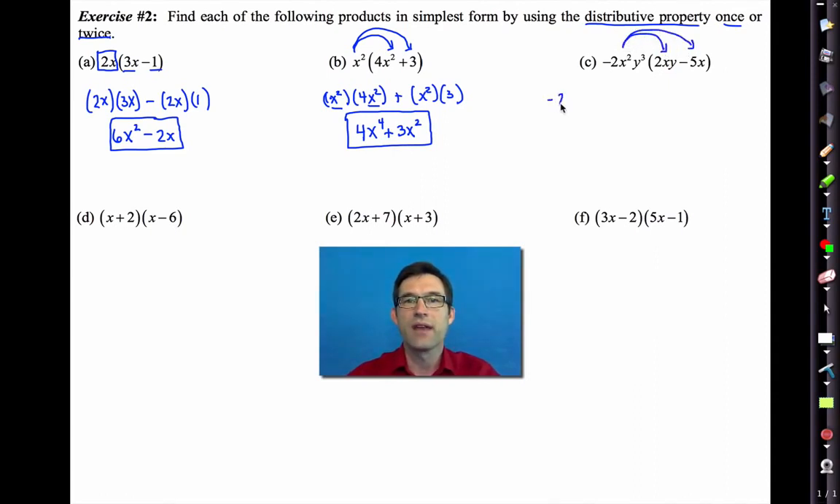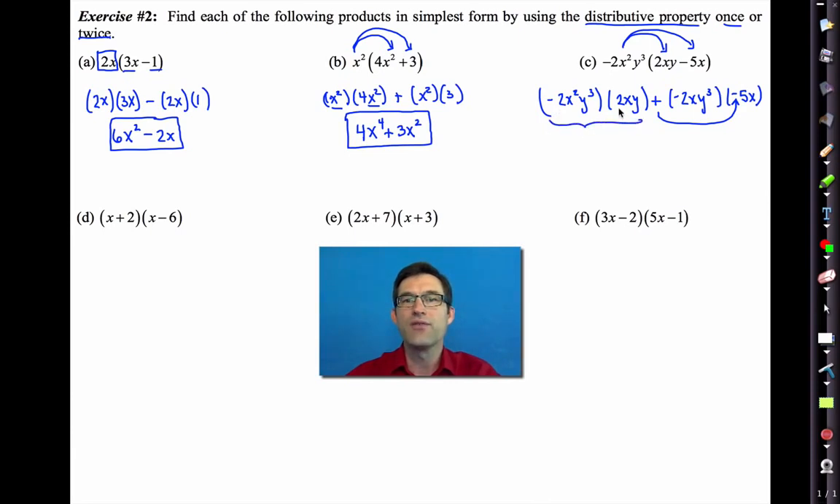Okay, we're going to have negative 2x squared y cubed times 2xy. All right. Now, how do we want to deal with this? We've got a negative times a negative, or maybe a negative times a positive that we're then going to subtract. To me, it's easiest to think about it this way. Negative 2xy cubed times negative 5x. Remember, you can always turn a subtraction into the addition of an opposite, right? The addition of an opposite. So let's tackle this first, okay?